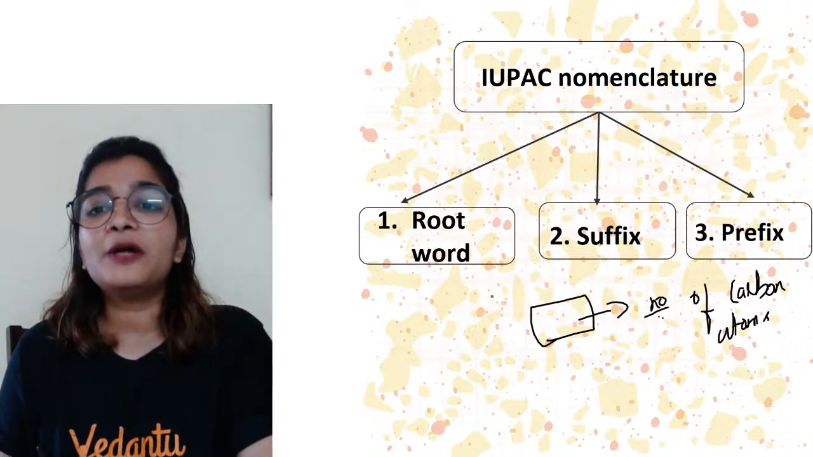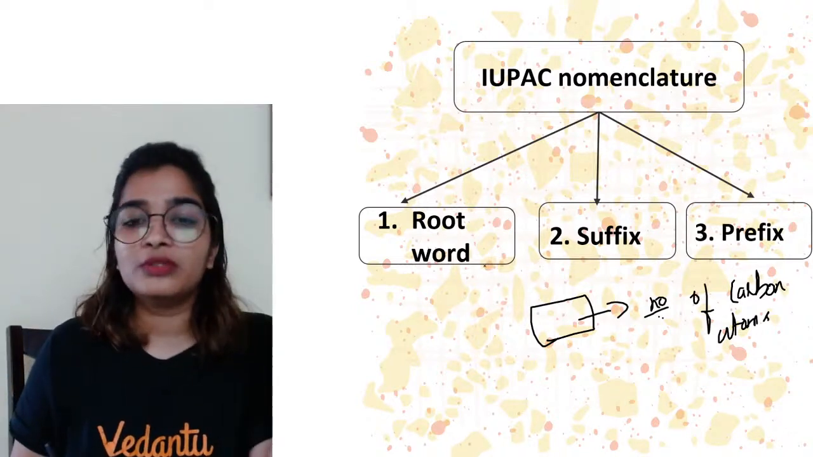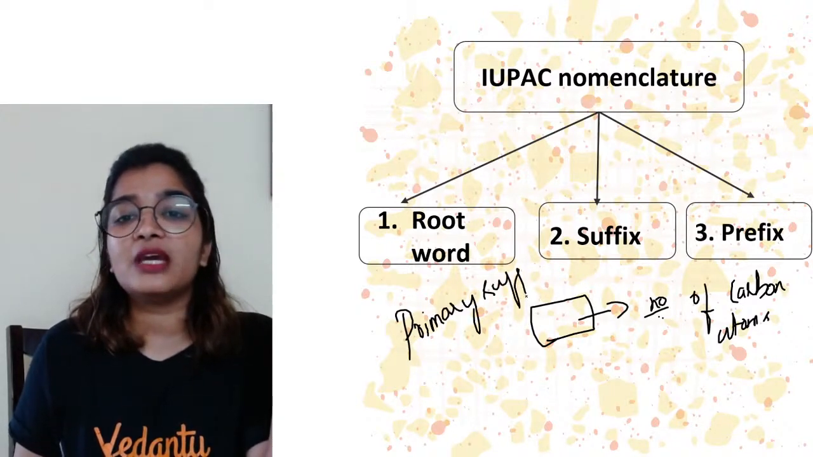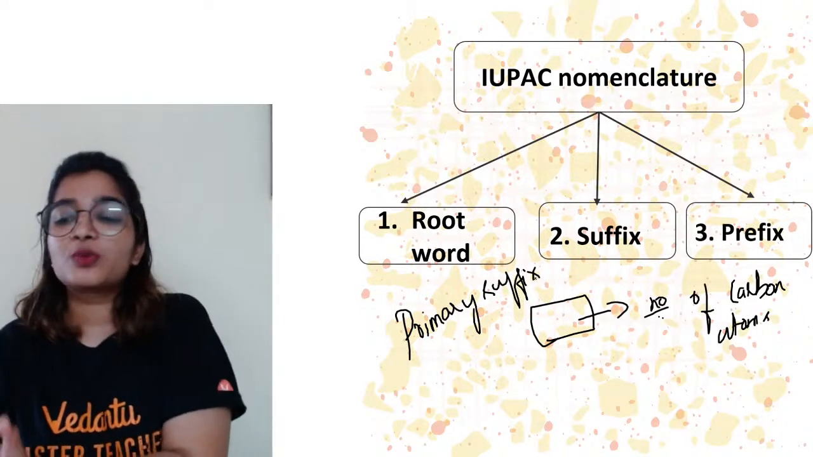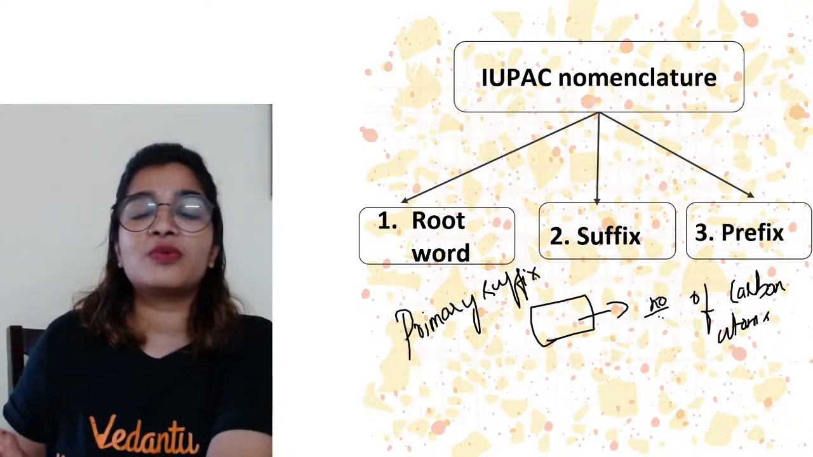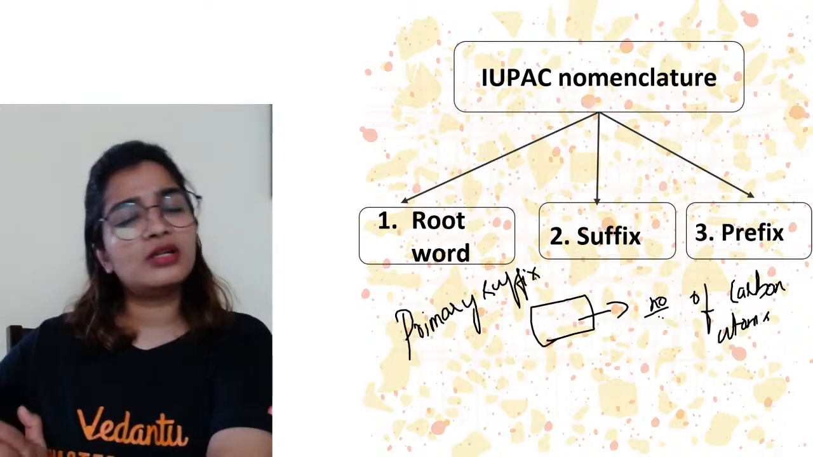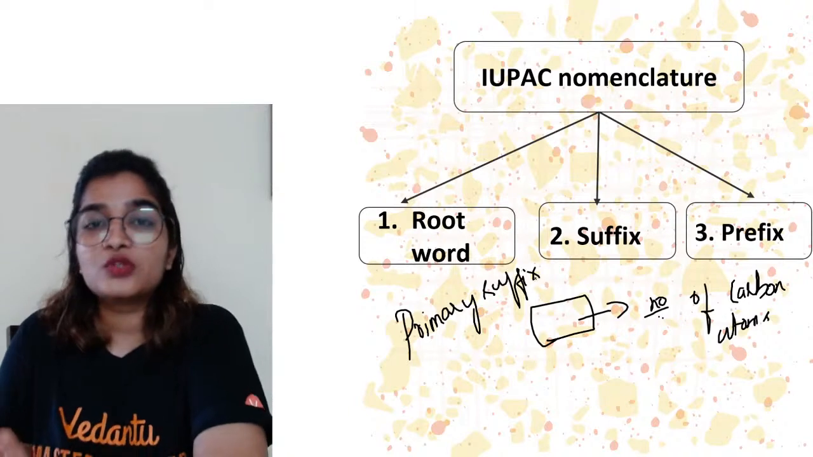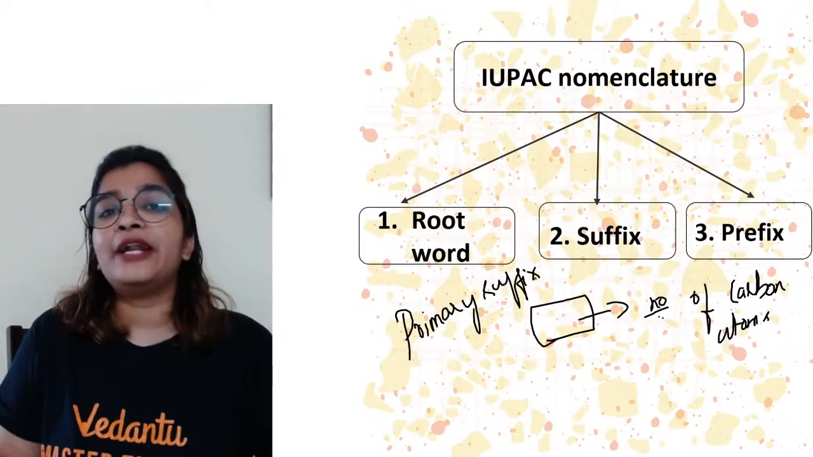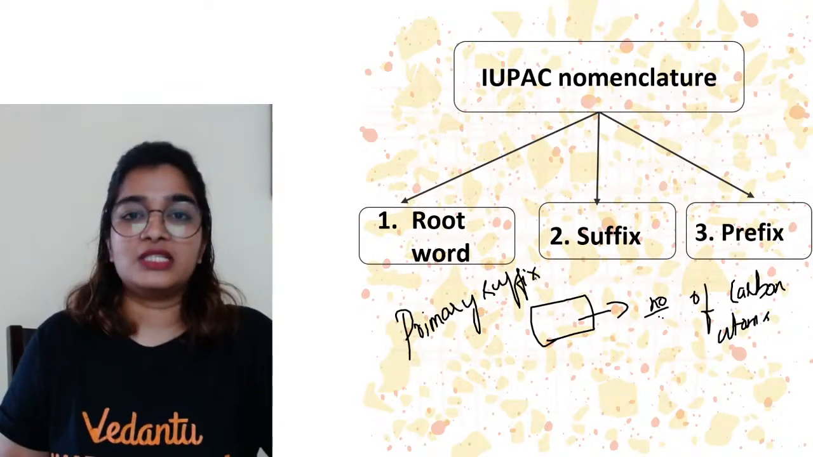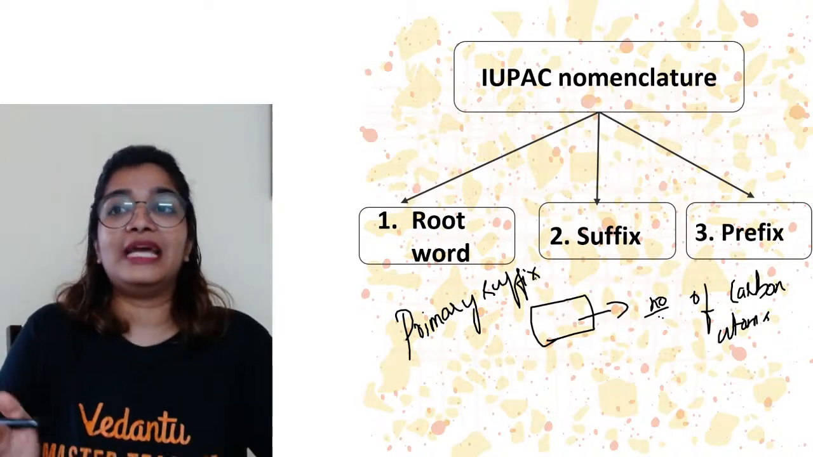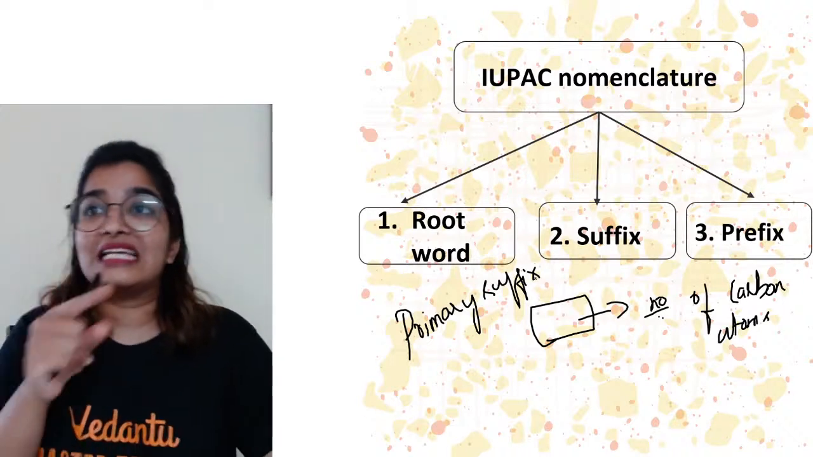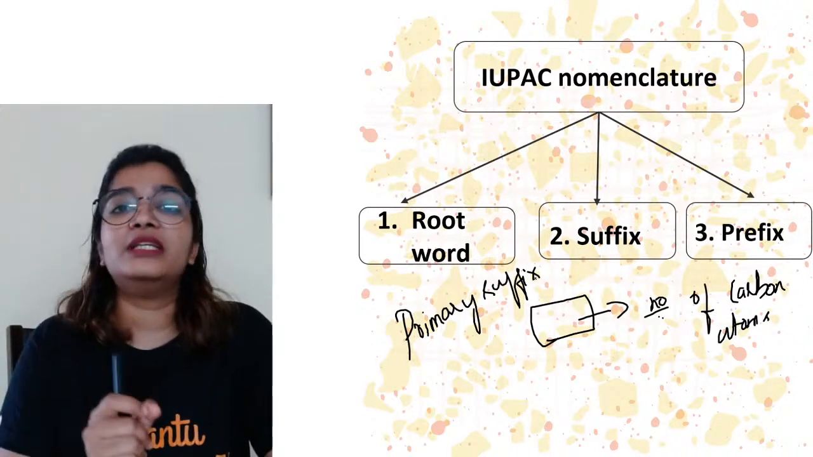in that particular compound. And for the suffix you have 2, that is primary suffix and secondary suffix. So primary suffix will focus on the kind of bonding between 2 carbon atoms. If there is a single bond, then it will be ane. Double bond, ene. Triple bond, ine. So in the secondary suffix, it's all about the kind of functional group present in the given compound. So for example, ethanoic acid, oic acid is the secondary suffix, whereas an will be the primary suffix.